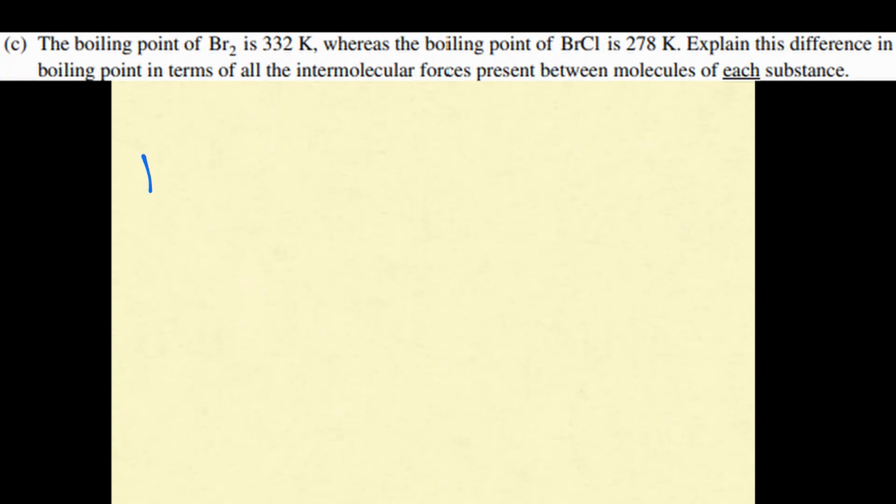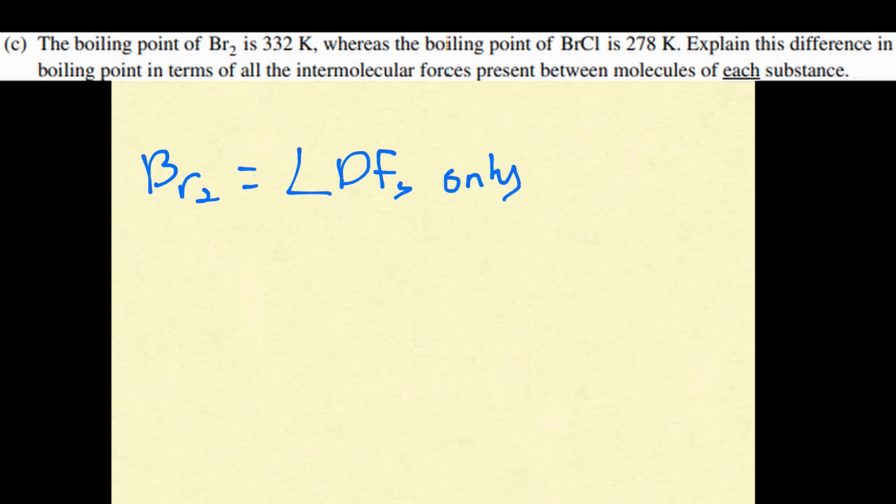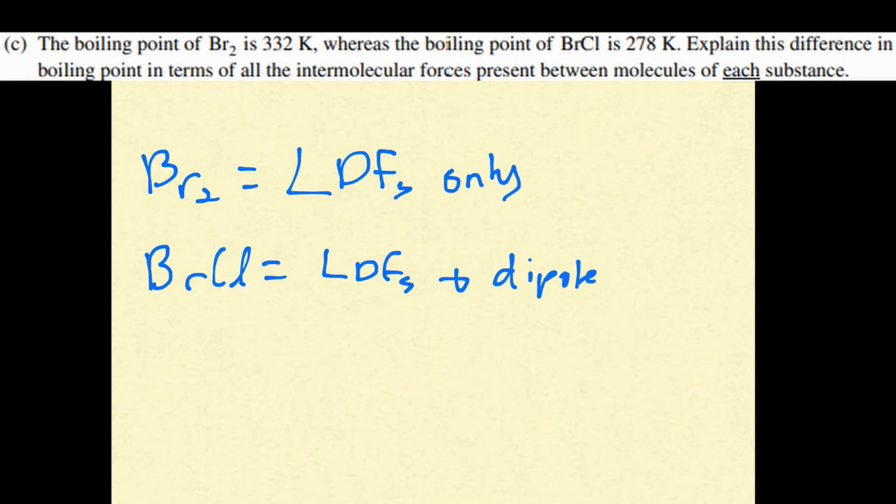When answering questions about periodic trends, the most important thing to remember is that you must address both substances in order to get full credit. So you must first start out by mentioning the intermolecular forces in both substances. While bromine has only London dispersion forces, BrCl has London dispersion forces and dipole-dipole forces.